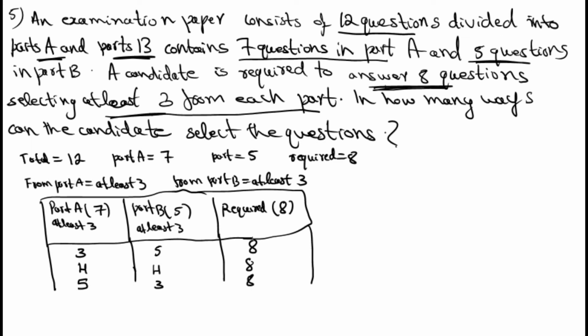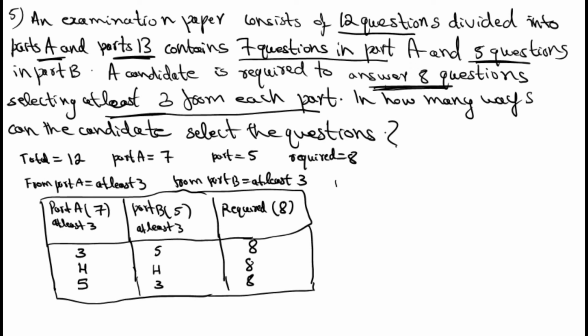Is there any other possibility? Suppose here he is taking 6 questions, then in part B you need to attend only 2 questions. 6 plus 2 is equal to 8. But what's the condition? At least 3 from each part, right? So here 2 is not possible. So only 3 possibilities are there: 3 and 5, 4 and 4, 5 and 3. That time only you will get the total 8 with the required condition, at least 3 from each part.